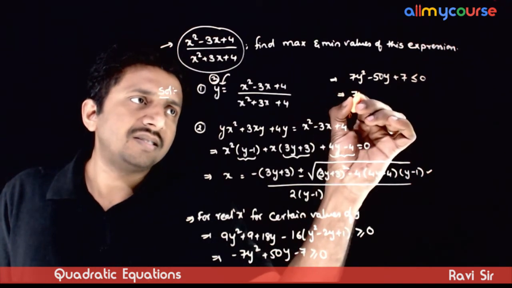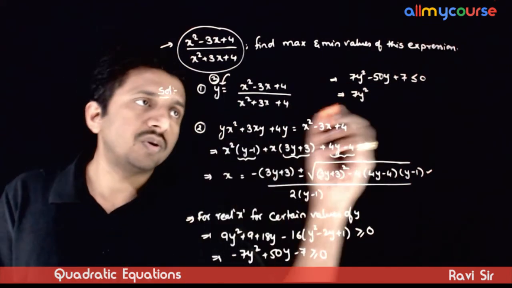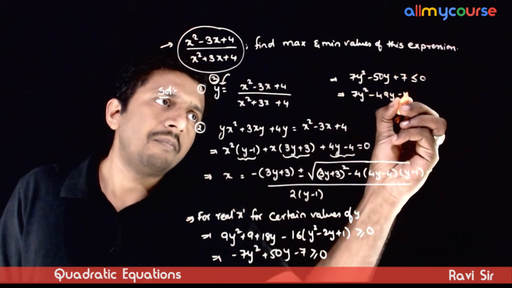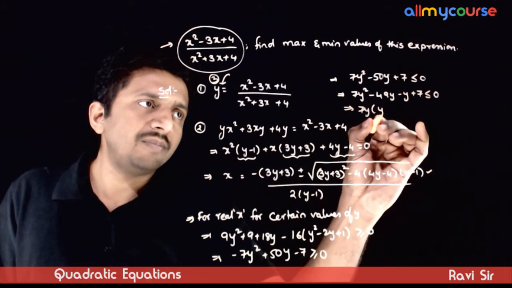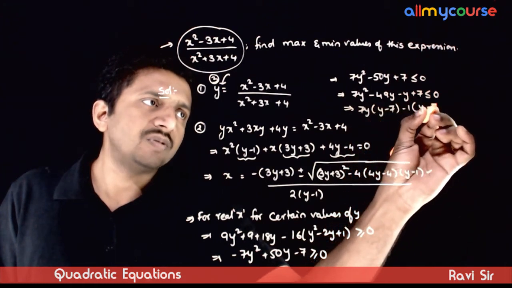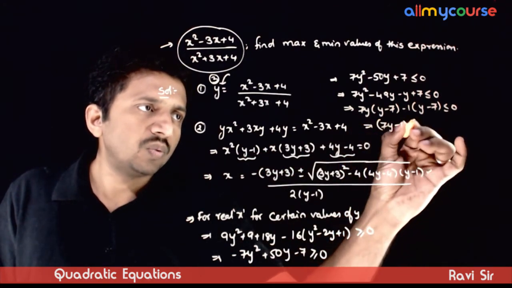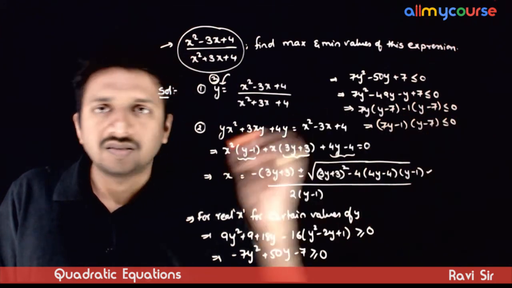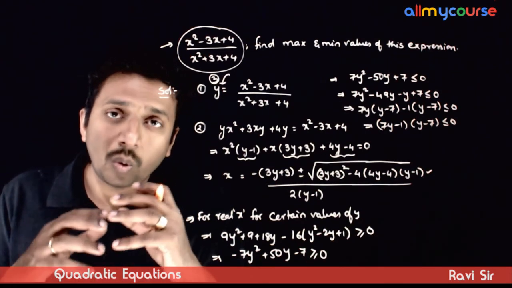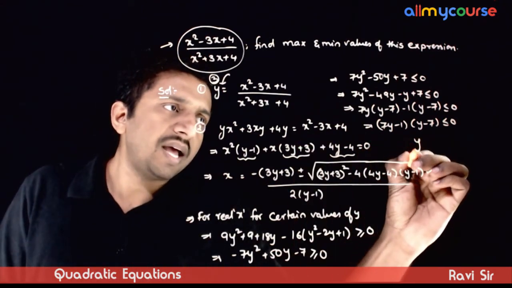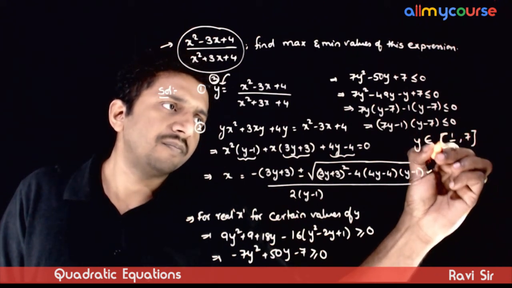This implies 7y square, and 50 can be written as minus 49 minus 1, so minus 49y minus y plus 7 is less than or equal to 0. This implies 7y times (y minus 7) minus 1 times (y minus 7) is less than or equal to 0. This implies (7y minus 1) times (y minus 7) is less than or equal to 0. A quadratic expression less than or equal to 0 implies y lies between the roots. So y has to belong to 1 by 7 to 7.